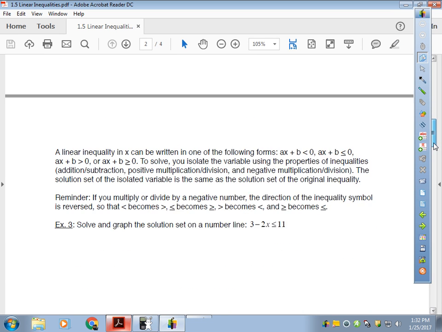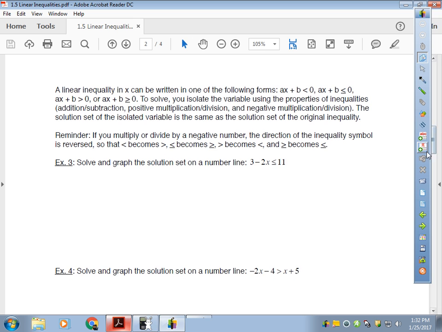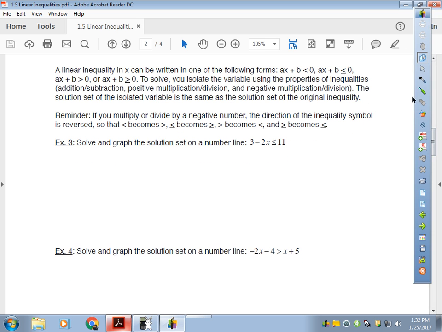All right. So, as I said, we are looking at linear inequalities today. Linear inequalities are any inequalities that can be written like this: ax plus b is less than 0, ax plus b is less than or equal to 0, ax plus b is greater than 0, or ax plus b is greater than or equal to 0.